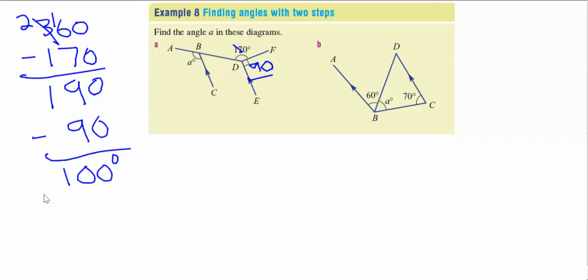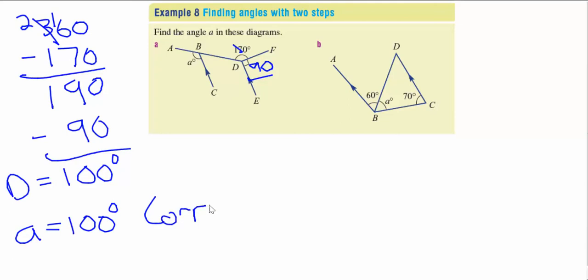So angle D is equal to 100 degrees, which means angle A is going to equal 100 degrees because it is corresponding. Sorry about my writing. The writing is really bad using this tablet, but anyway. So it's a corresponding angle, so angle A is going to be 100 degrees. Okay, we will check that. Now I'm just going to get rid of that because I need this room. Okay, no, that can stay there. So that's how we do that problem.